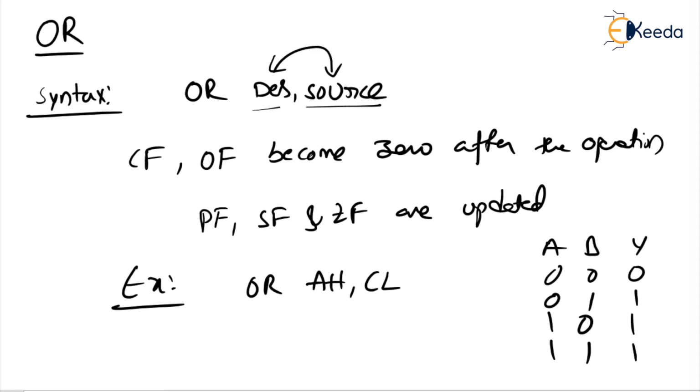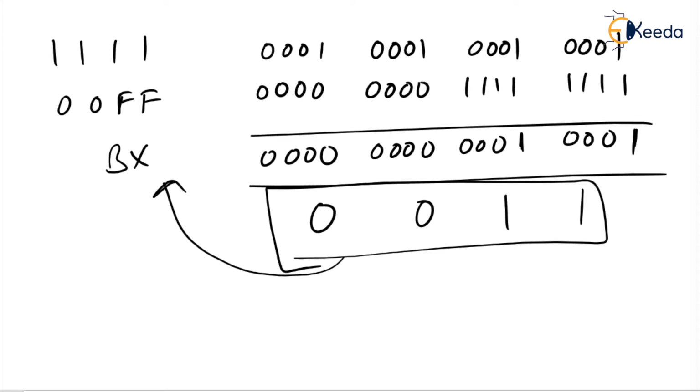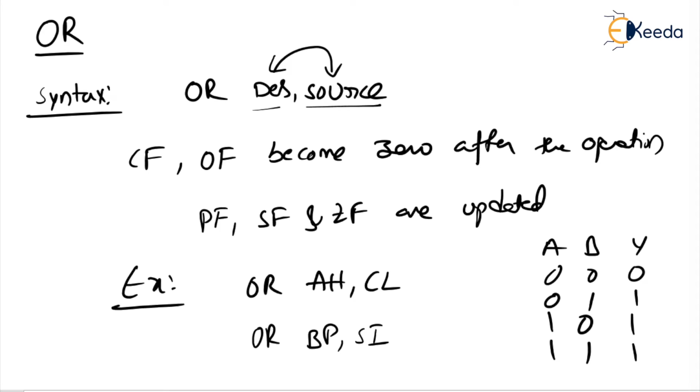So OR AH, CL. Or we can write it like this also, or using a pointer: OR BP, SI. Then we can also use this. This is about the OR operation. It is simple, similar to the AND operation we can see. When both are 0, the output is 0. Otherwise, the output will be 1.